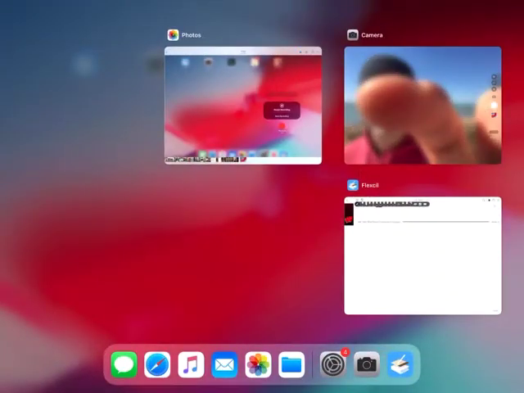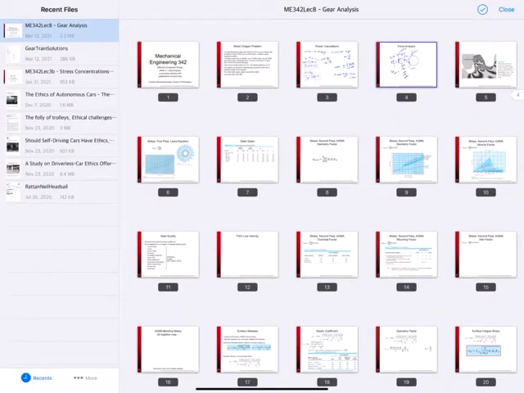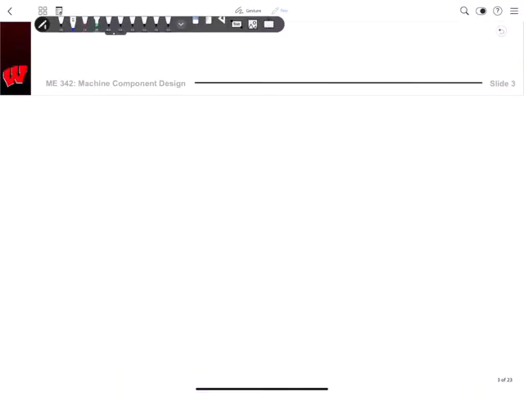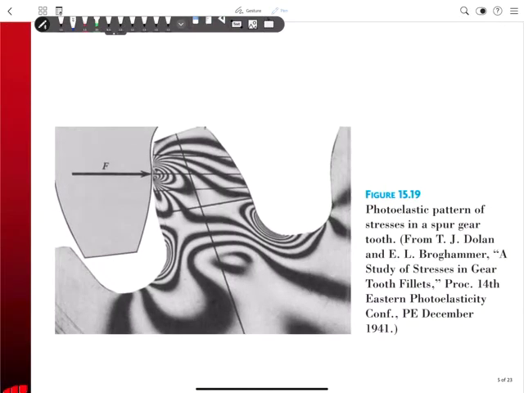So let's go back to here. What happened here? Oh boy, this is not good. Gear analysis. These are all my pages. Yeah, so we did that page, power calculations, force analysis, good there. All right, and so here, I think this is just a fantastic image.